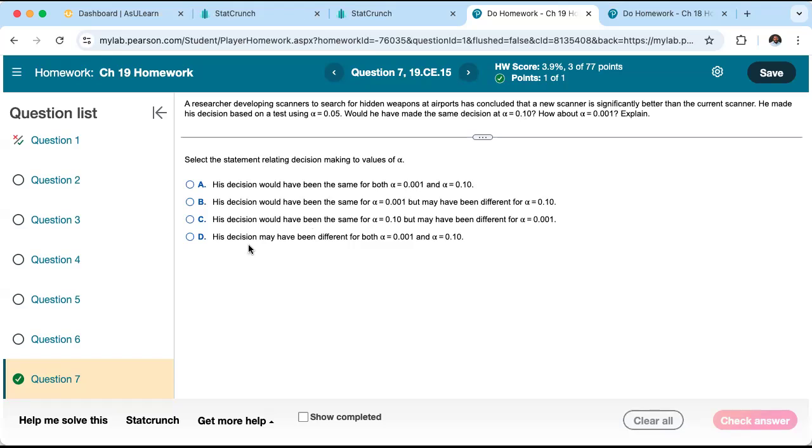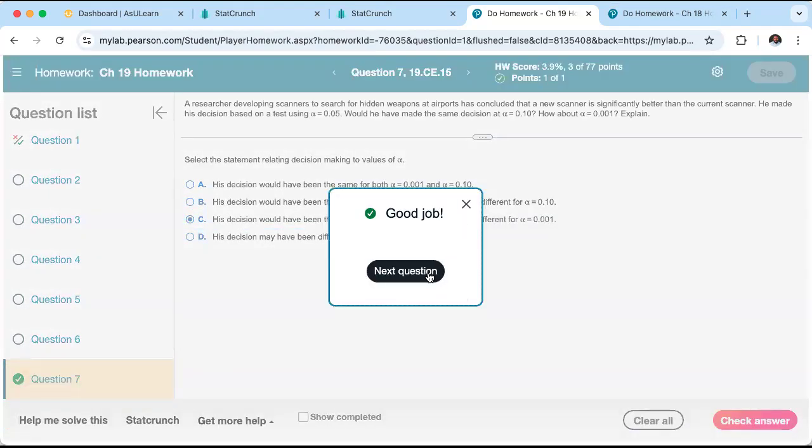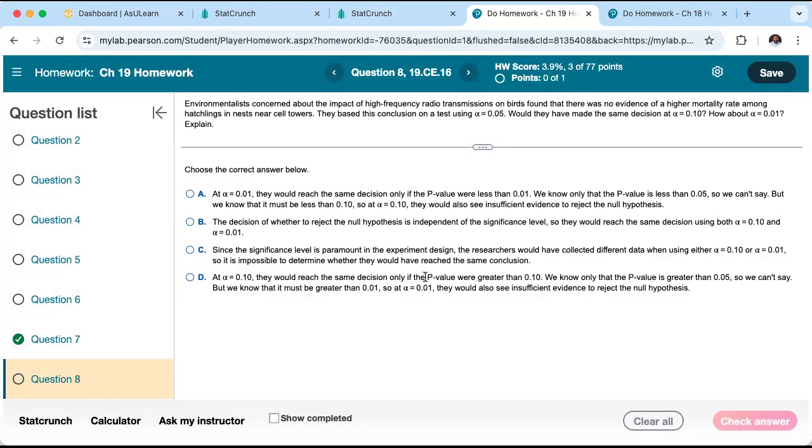So you can see from here that his decision would have been the same for this. He's still going to reject, but maybe different because this one is even less than 0.05. Is that okay? So it depends on that p-value. So that is going to be for C. And then you can check your answer and then that works.